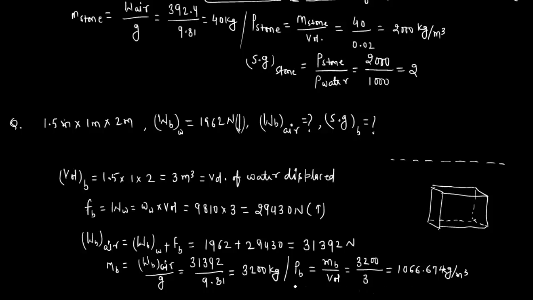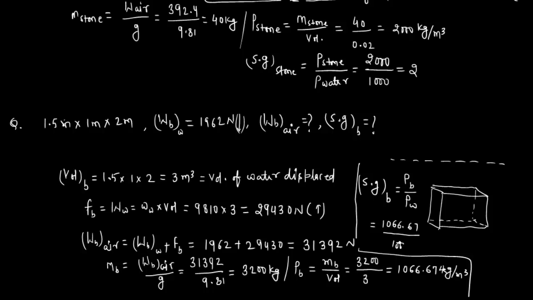So as we know the density of this body, I think we can calculate the specific gravity of this body. So the specific gravity of the body becomes the density of the body divided by the density of the water. So this will be equal to 1066.67, and the density of water at 4.4 degrees centigrade and 1 atmospheric is 1000. So the specific gravity of the body will become 1.067. Obviously in this case you can also see the specific gravity of the water is 1 and the specific gravity of this body is 1.067.